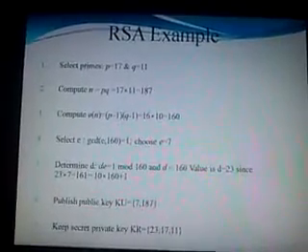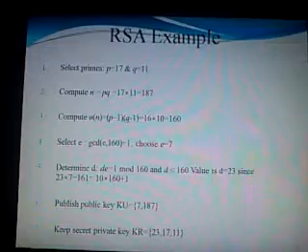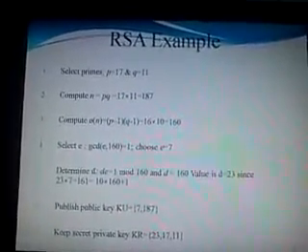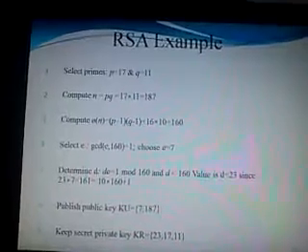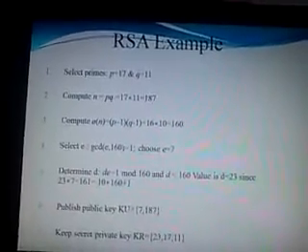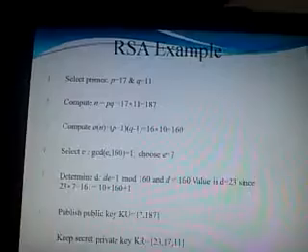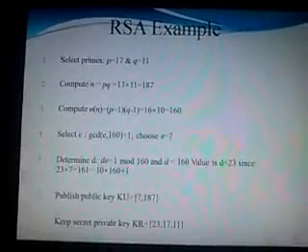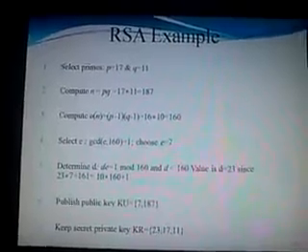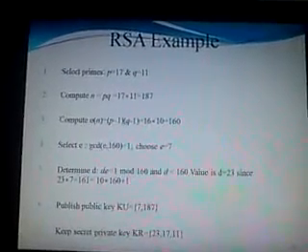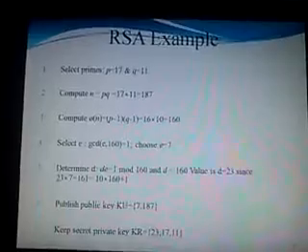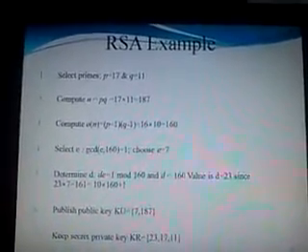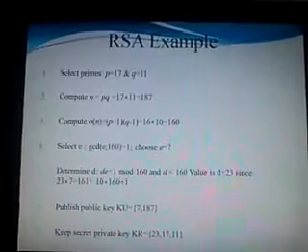Determine d such that d times e is equal to 1 mod 160, and d is less than 160. The value is 23, since 23 times 7 is equal to 161, which is 10 times 16 plus 1. Publish the public key KU equals 7 comma 187. Keep secret the private key KR equals 23 comma 17 comma 11.